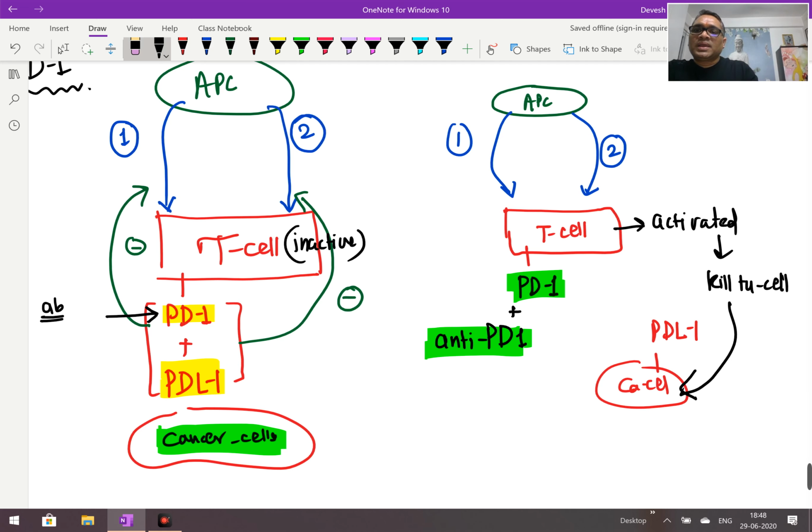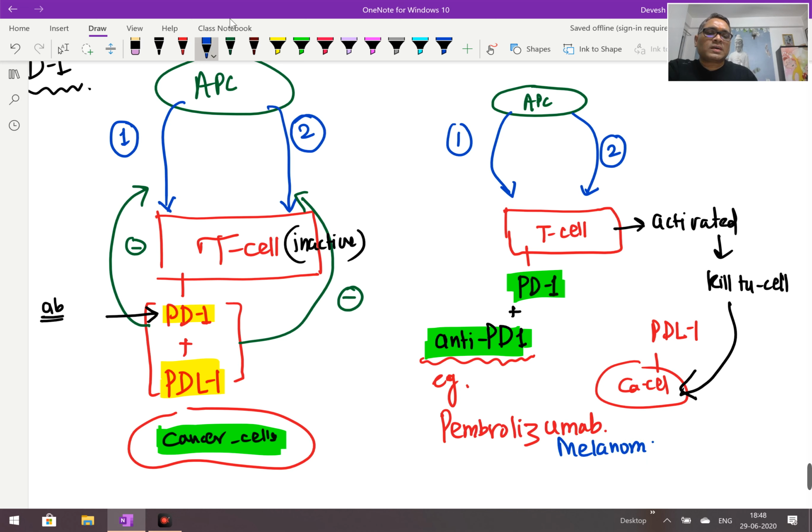So the anti-PD1 example is pembrolizumab. This drug is used for metastatic melanoma, right? And now in the new Robbins, what has been added is Hodgkin's lymphoma, because of the PD1 and PD-L1 alteration. So that is why I wanted to discuss this topic. This is related to the Robbins 10th edition. So this is the important information.